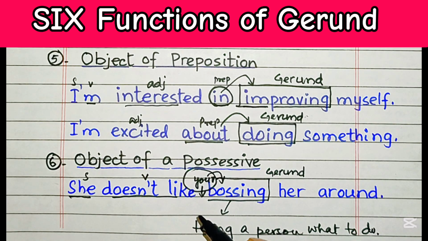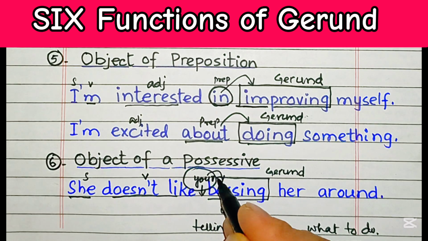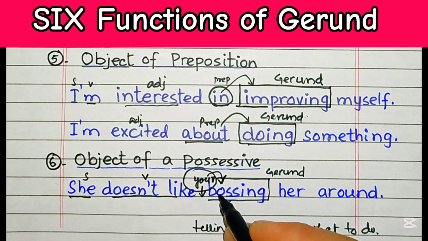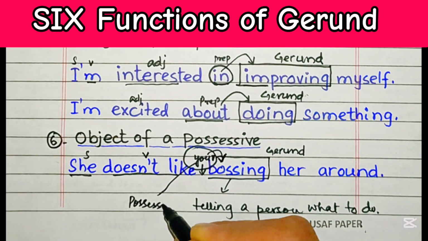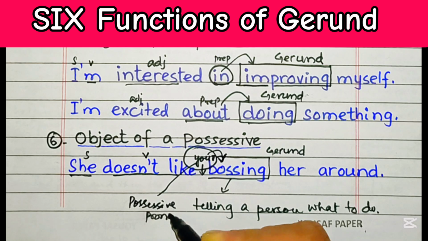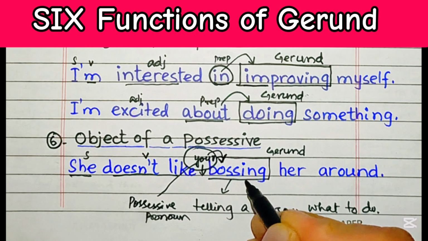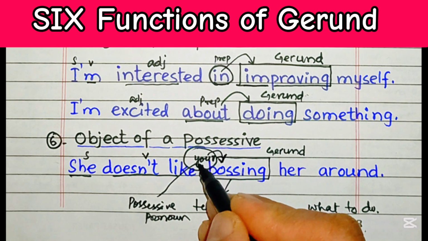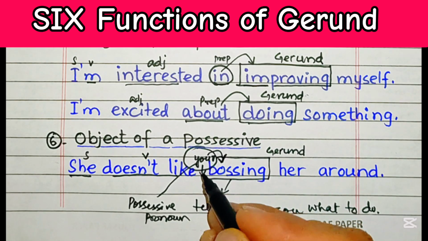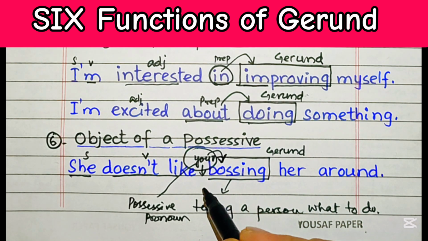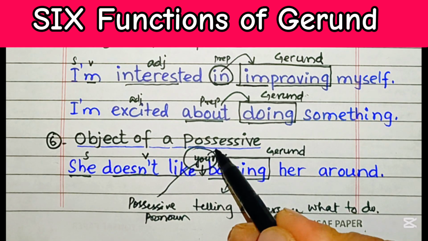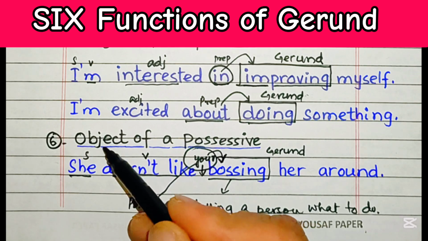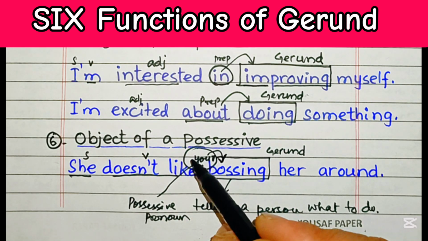So in this situation, the gerund is the object of a possessive pronoun. So in this case, your is possessive pronoun, and gerund bossing is the object of this possessive pronoun, that is your. So it may be written as object of a possessive. That's why we have written it like that, object of a possessive. So a gerund can function as an object of a possessive or possessive pronoun.